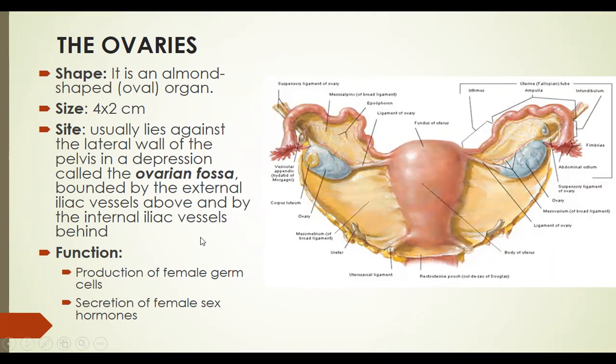Coming to the function, just like in case of male, here also they do two functions. One is they help in the production of the female germ cells, that is the ovum, as well as secretion of the female sex hormones, that is the estrogen and progesterone. In case of male, as you saw before, the testes produce the sperms as well as the male hormone, that is the androgen or testosterone. In case of the female, similarly, the female germ cells as well as the female sex hormones, those are the estrogen and progesterone.